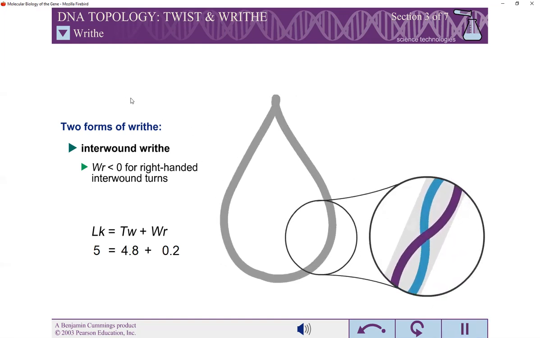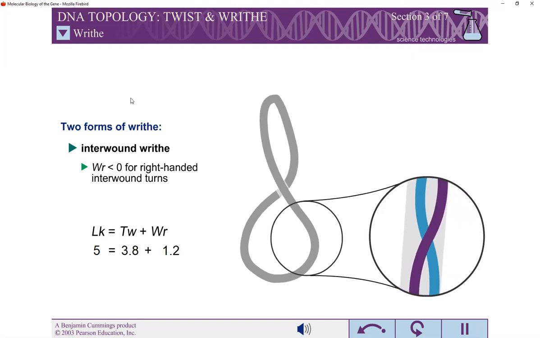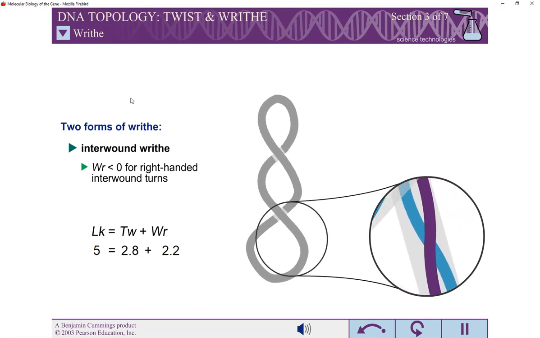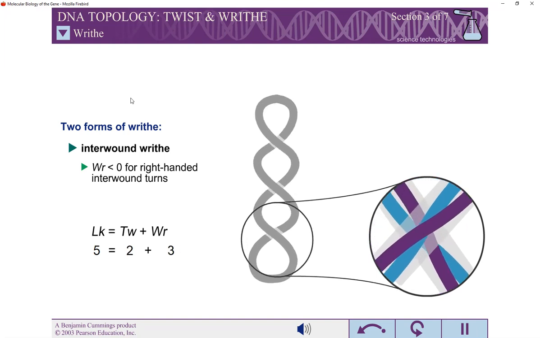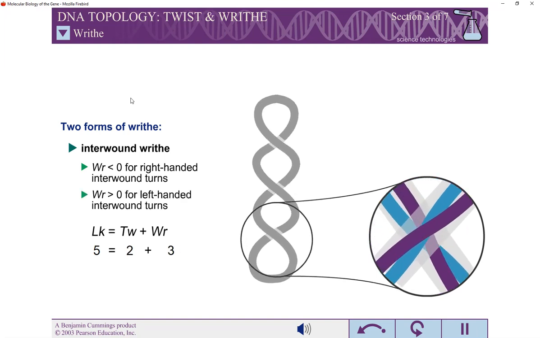If right-handed DNA writhes to form a left-handed interwound helix, the twist number of the DNA decreases. Therefore, left-handed interwound turns are assigned positive writhing numbers. Now, this is very, very important. The writhing number is going to decrease for right-handed interwound turns and increase for left-handed interwound turns. For a right-handed DNA molecule, if you make a writhe, the writhe will always become left-handed. So the writhe value increases and the twist number decreases.